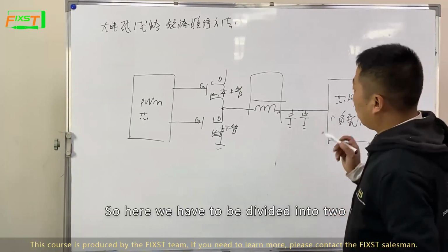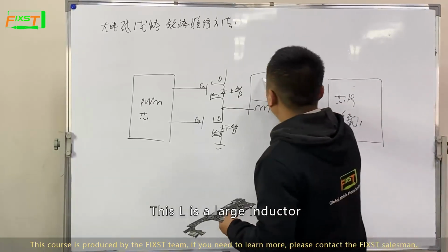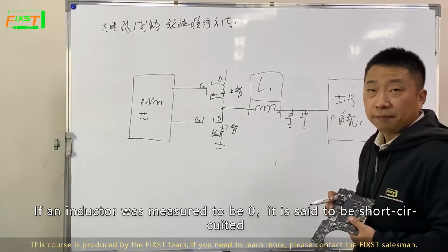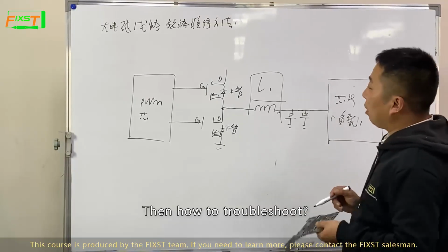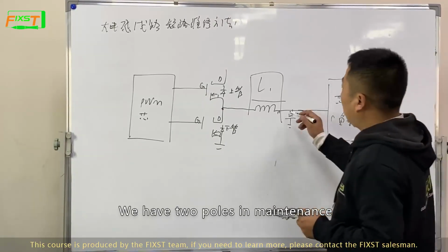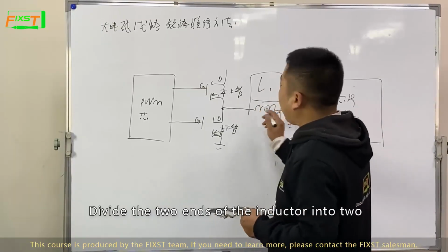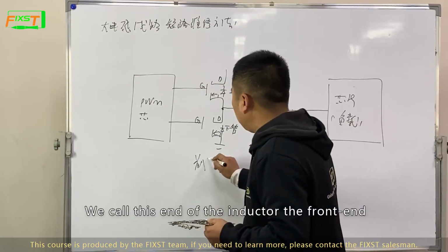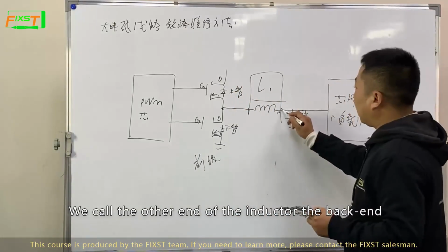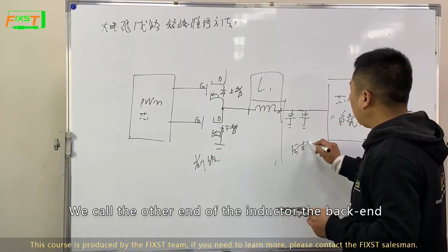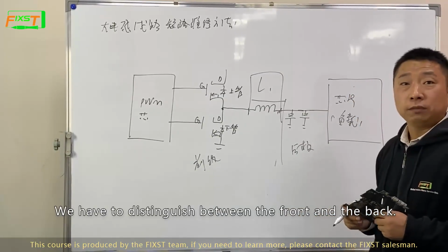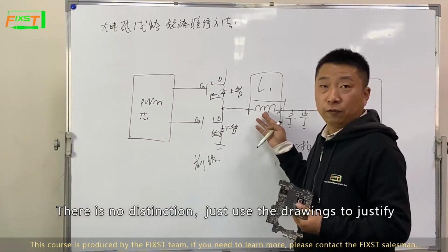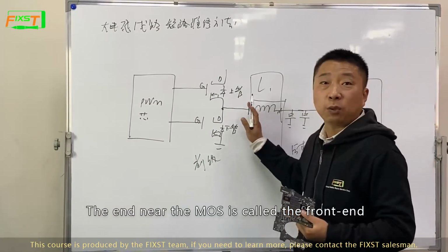So here we have to divide it into two. This L is the large inductor. If an inductor is measured to be 0, it is said to be short-circuited. Then how to troubleshoot? We have two poles in maintenance. Divide the two ends of the inductor into two. We call this end of the inductor the front end. We call the other end of the inductor the back end. We have to distinguish between the front and the back. If there is no distinction, just use the drawing to justify. The end nearest the IC is called the front end.